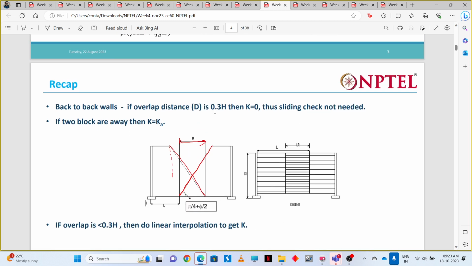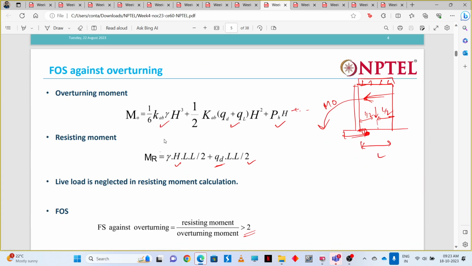Then we saw these back-to-back walls. For back-to-back walls, we saw how we need to check the overlap length and all these things. Then after the sliding check, we need to do the overturning check.